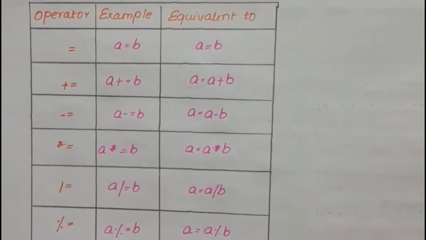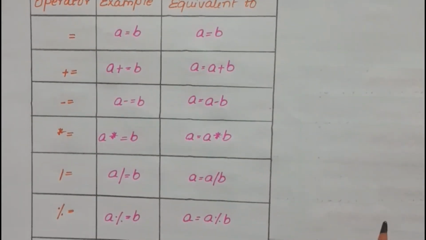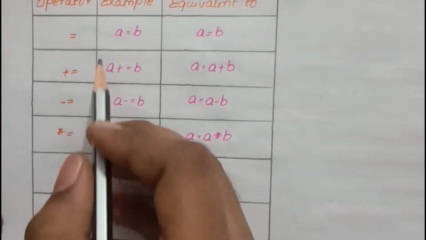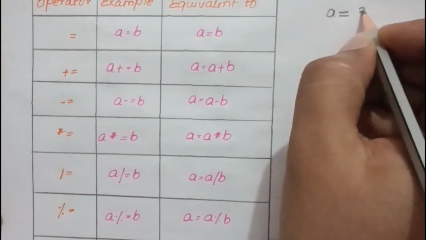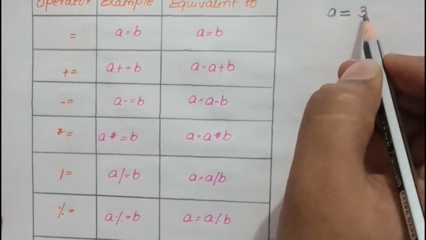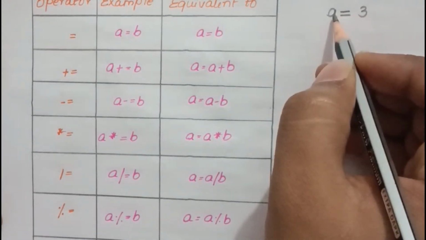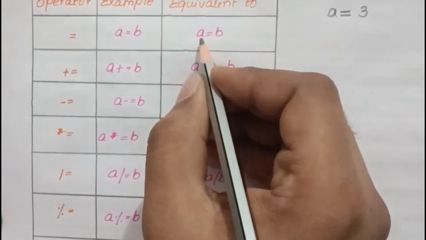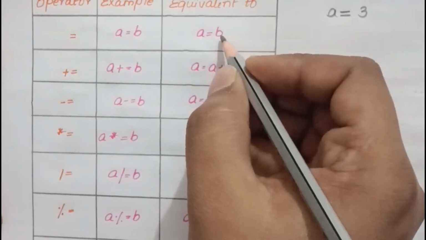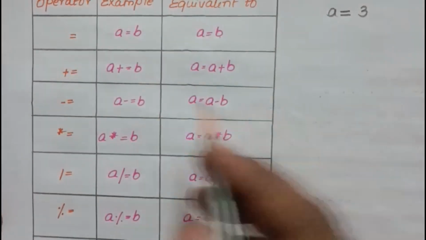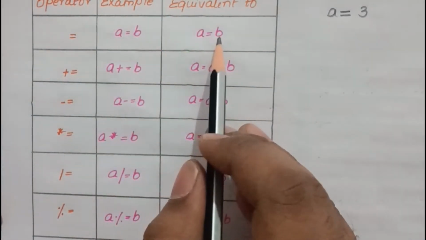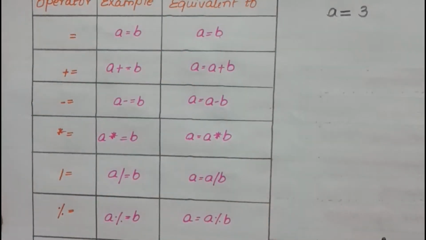These are the different types of assignment operators available in Java. First one is simple equals to. If we say a equals to 3, we are assigning the value of 3 to the variable a. If you are saying a equals to b, whatever value is stored in b, please assign it to a. In this way, equals to works as an assignment operator.